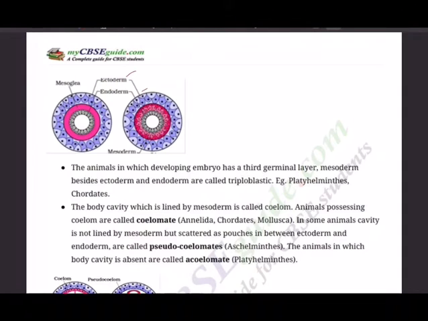Then we say bilateral. And if we see three layers, then it is triploblastic, and if you see two layers, it is diploblastic.